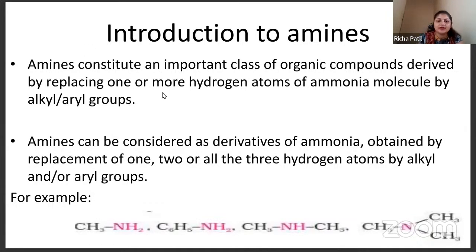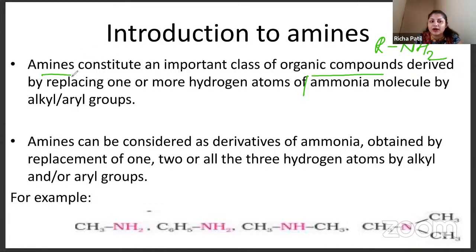So how do you represent an amine? RNH2, right? You represent your amine as RNH2, like this. It is an ammonia derivative. It is an organic compound which is formed from the ammonia molecule, by replacement of one or more hydrogen atoms of ammonia.